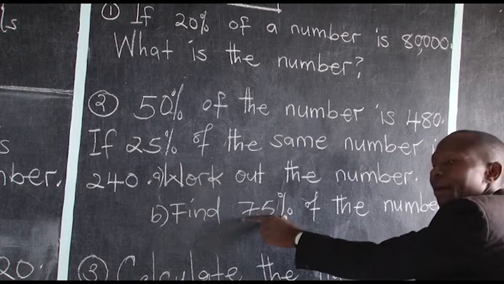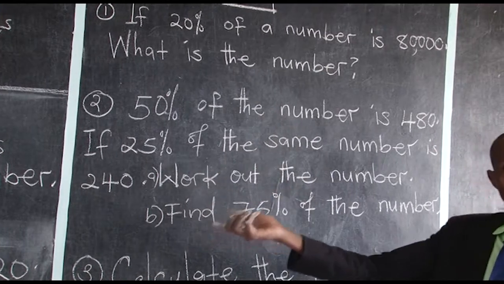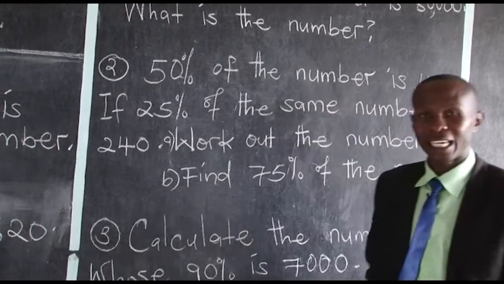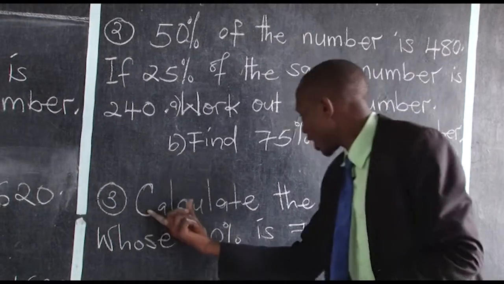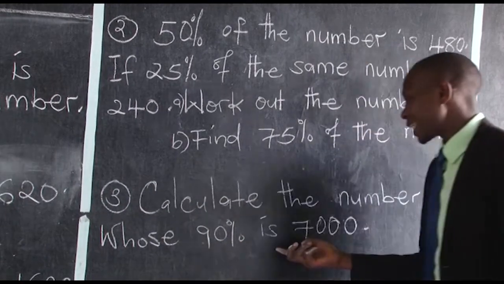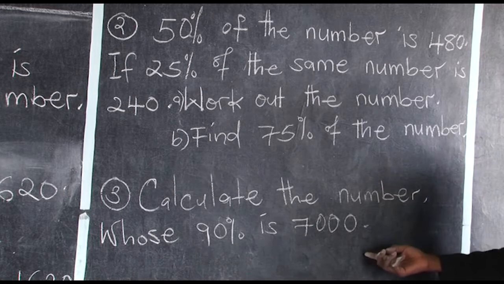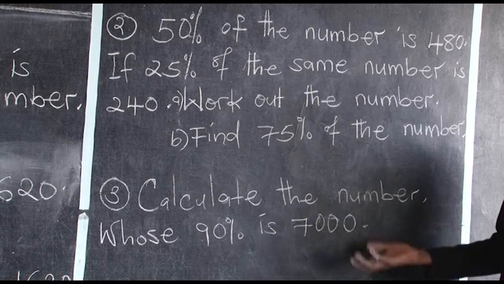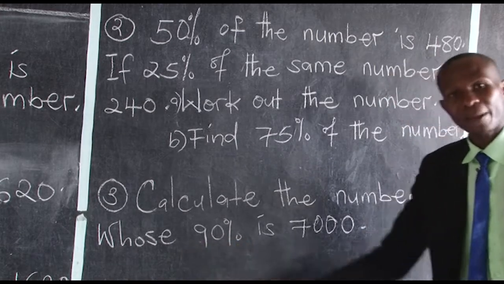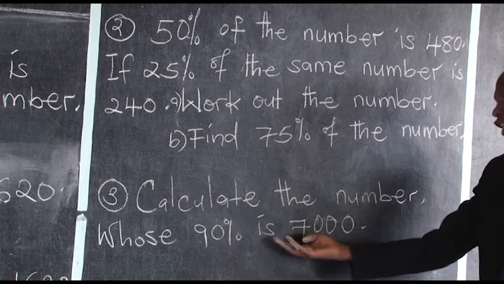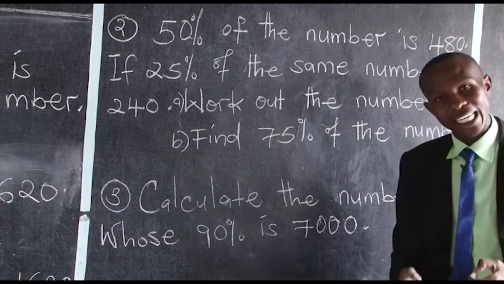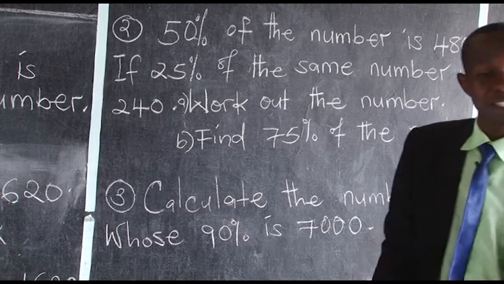Finding percentages of numbers, we looked at it in some previous lessons. Let's look at the last, that is number three, which says calculate the number whose percent is 7. So they want you to calculate the number. Remember, given percentage, it is 90%. Then the given number is 1,000.